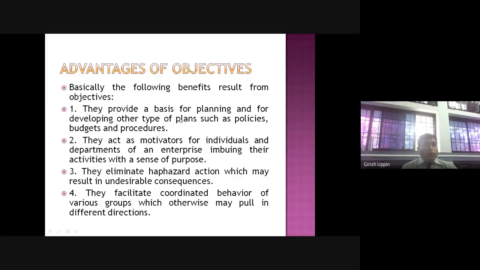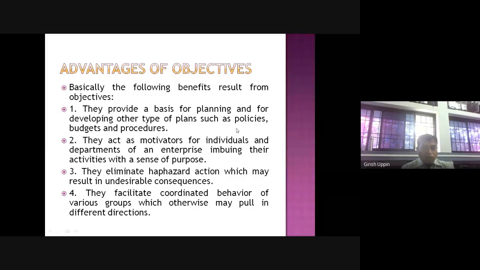First thing, they provide a basis for planning and for developing other types of plans, such as policies, budgets, and procedures. The first thing is what? Objectives provide the basis, means it is the first platform where my planning starts, without knowing what I want to do. Objectives can be put like what the organization wants to do or what the organization wants to become. Once you have the objectives ready, it becomes very easy to work on the plans for how to meet those objectives.